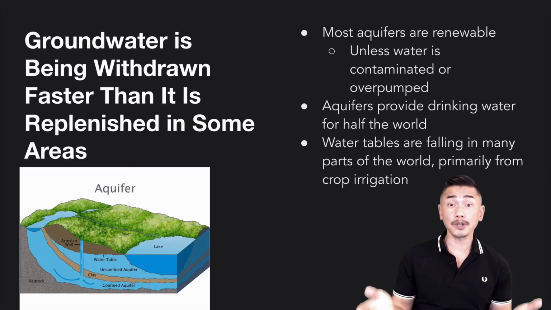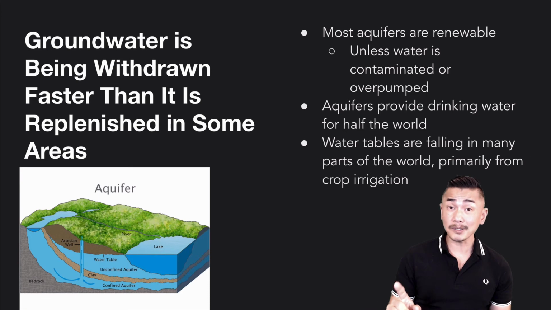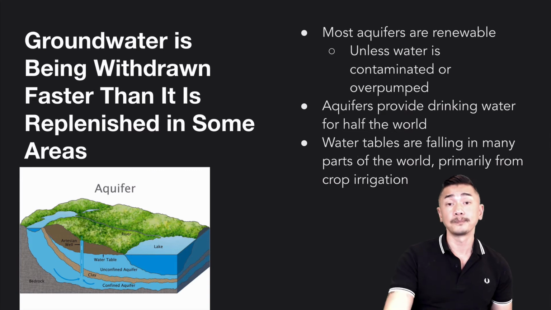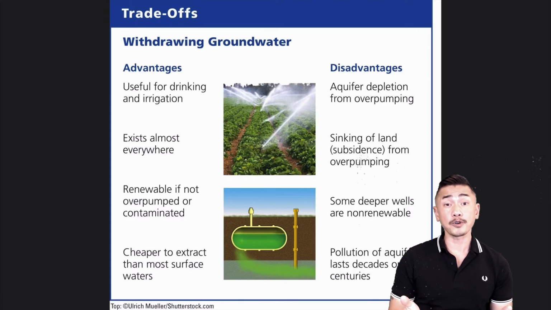Most aquifers are renewable unless they are contaminated or overpumped. Aquifers provide drinking water for about half the world. Unfortunately, water tables are falling in many parts of the world, primarily due to crop irrigation. This infographic lists both the advantages and disadvantages of using groundwater as a source of fresh water.